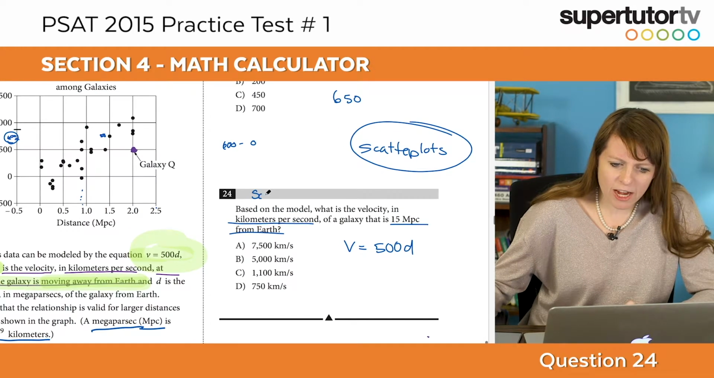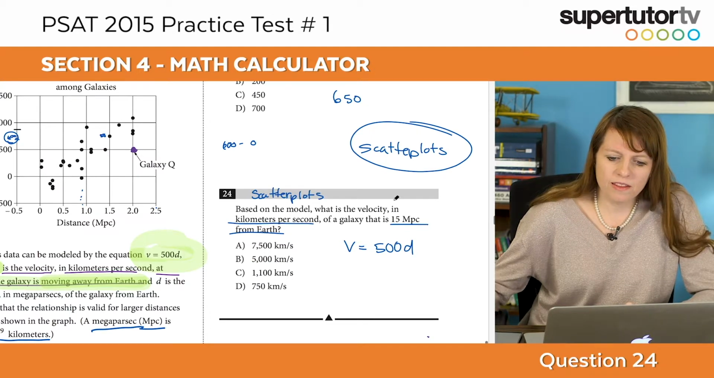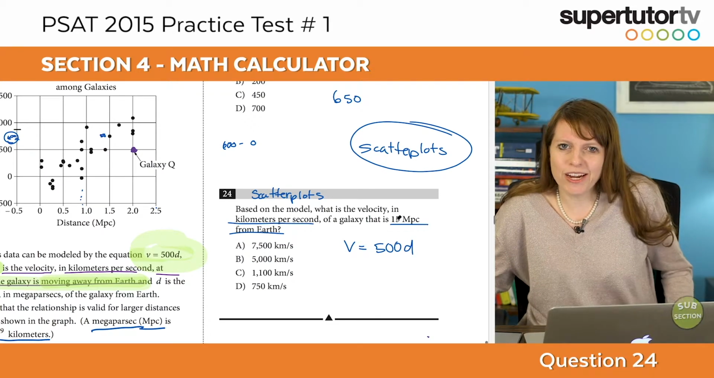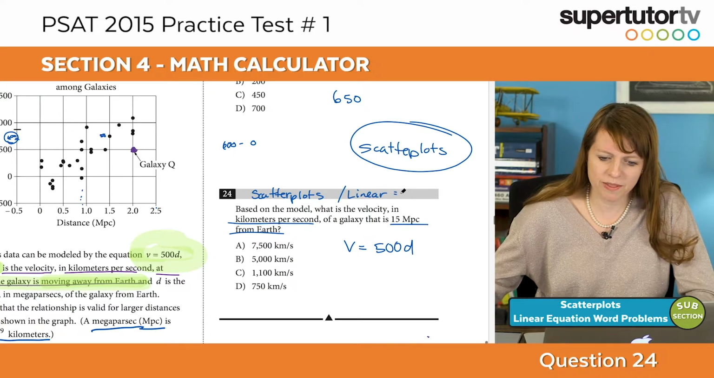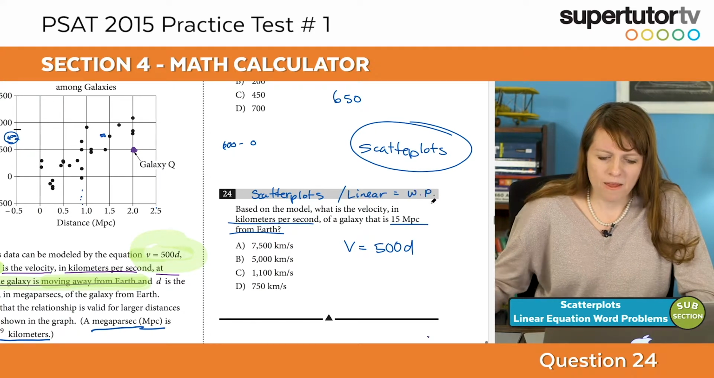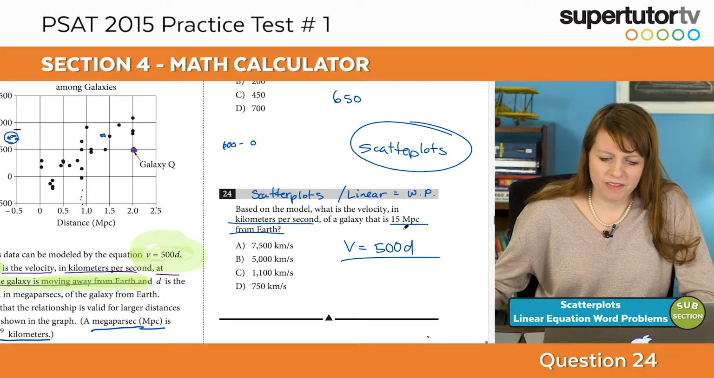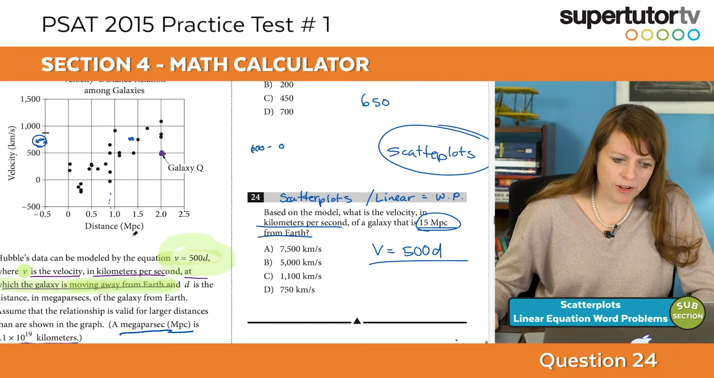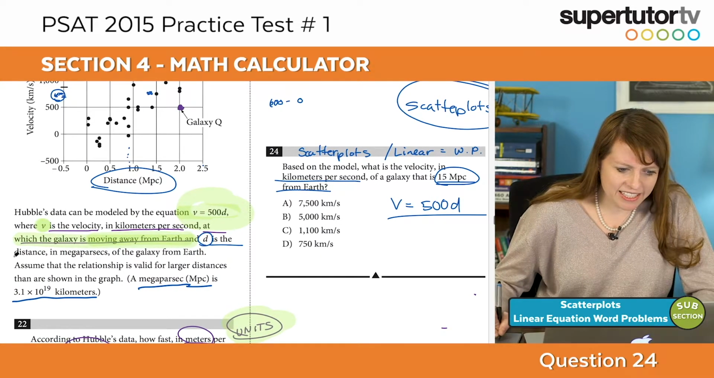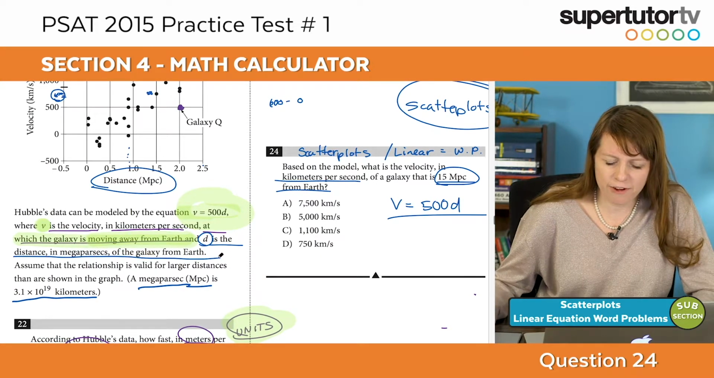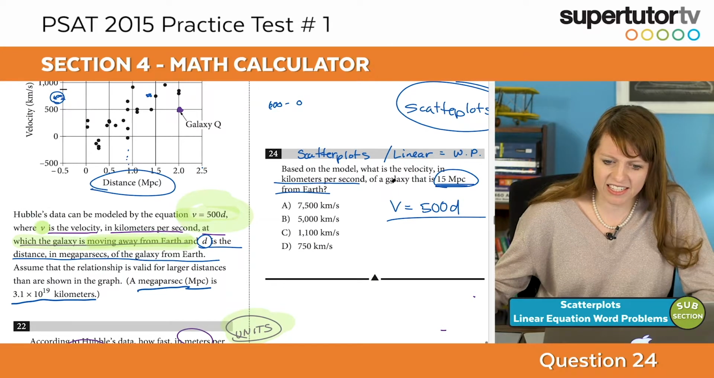So this is probably scatterplots also. This is also just like a linear equation word problem. You might also find things like this in linear equation word problems. Here's my linear equation. If I know it's 15 MPC from Earth, I have to figure out what is distance. Oh, D is the distance in megaparsecs of the galaxy from Earth. So that's the distance in megaparsecs from Earth, so that's the D.